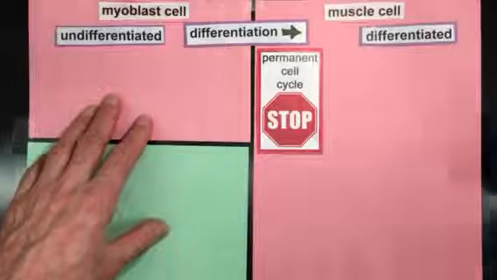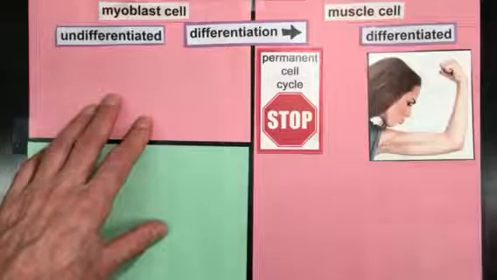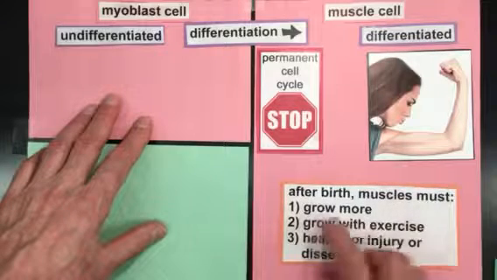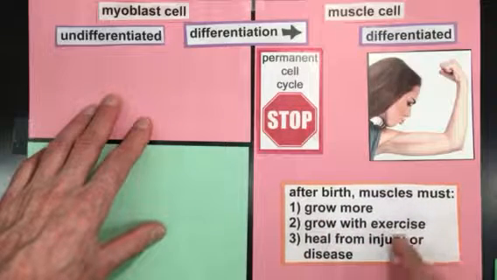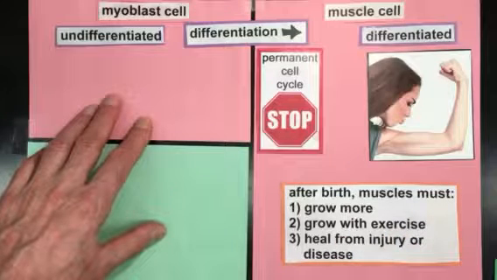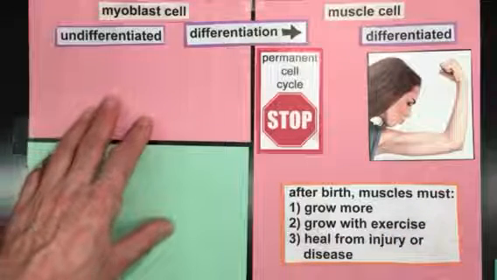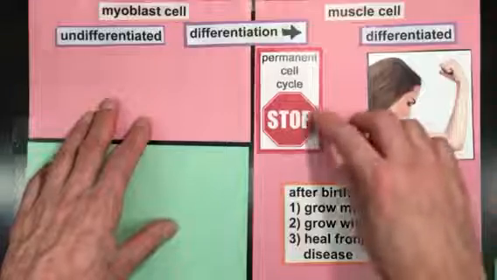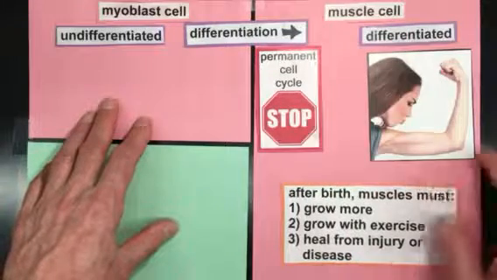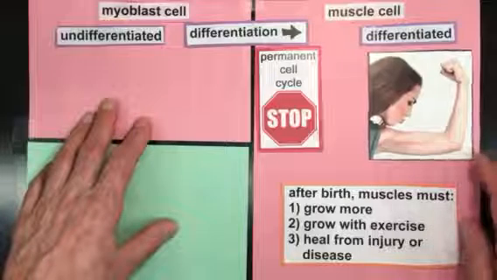That's significant because after birth, you know, our muscles still grow. After birth, our muscles must grow more as we grow. You know that muscles can grow in response to exercise, and muscles can also heal from injury or disease. How can that happen given that the differentiated muscles have permanently arrested in the cell cycle and are not going to go through mitosis again?